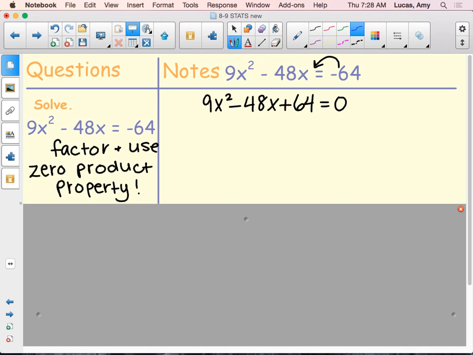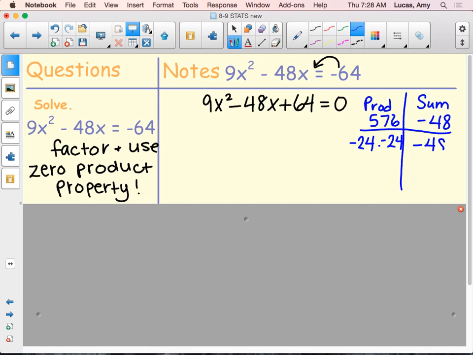Now, on this problem, if we do our product and sum, we are going to get some huge numbers. So a calculator probably comes in handy here. So 9 times 64 is 576, and the sum is negative 48. Well, I happen to recognize that that's a perfect square for 24. You may not know that one. So negative 24 times negative 24 is positive 576. You may also notice that the number 9 is a perfect square, and so is the number 64. So you could have expected 576 to be a perfect square.